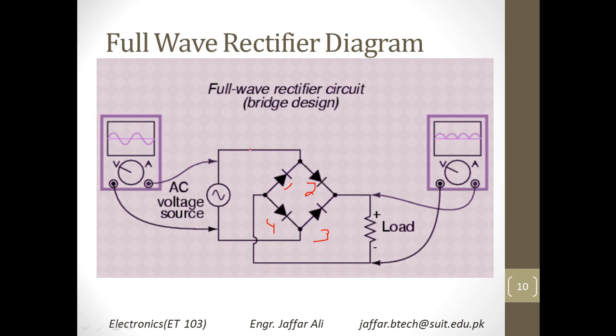When the positive occurs over here, the negative will occur over this side, and only one side will be conducting and the other will not be conducting. Similarly, when the negative occurs at this side and positive occurs at this side, then this will be conducting and all the others will be blocking the conduction. So you will get a complete rectified waveform.